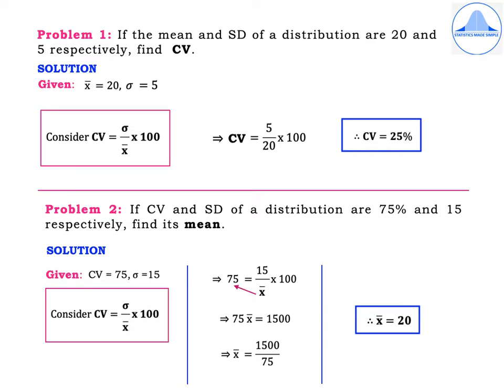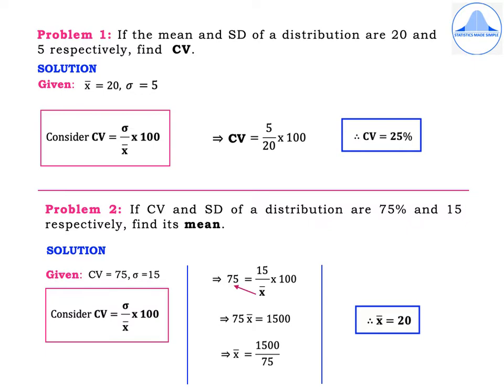Starting with problem 1. If the mean and standard deviation of a distribution are 20 and 5 respectively, find CV. CV is the coefficient of variation. Start with the solution. Write given x bar is equal to 20 and sigma is equal to 5. Consider CV equal to sigma by x bar into 100, which implies CV is equal to 5 divided by 20 into 100. Therefore, CV is equal to 25%. Always remember to express the coefficient of variation answer in terms of percentage.